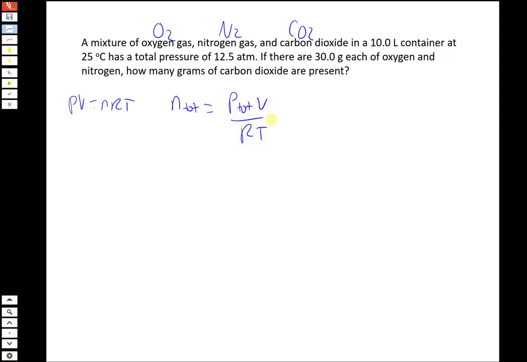Alright, so in this case we need to find the total number of moles so that we can subtract out the moles of oxygen and nitrogen and then figure out how much is left for carbon dioxide. So we're going to find the total number of moles using this equation. We have 12.5 atmospheres as the total pressure. The volume of the gas is 10 liters. And then we're going to use R, which is the universal gas constant.